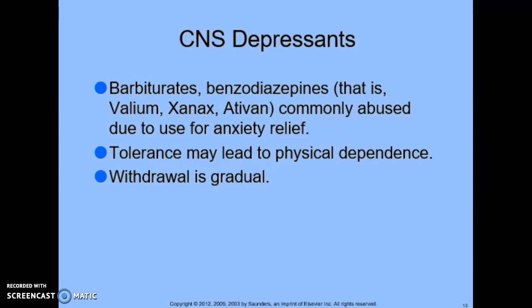Central nervous system depressants, barbiturates and benzodiazepines, that is Valium, Xanax, Ativan. They're commonly abused due to their use for anxiety relief. The tolerance may lead to physical dependence, and withdrawal needs to be gradual with this. The therapeutic uses of benzodiazepines and barbiturates should be short-term, because if they are not, they become addictive, and then we get into the misuse and abuse of the drug.